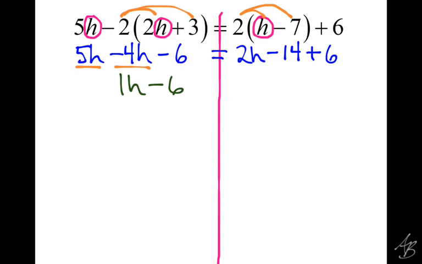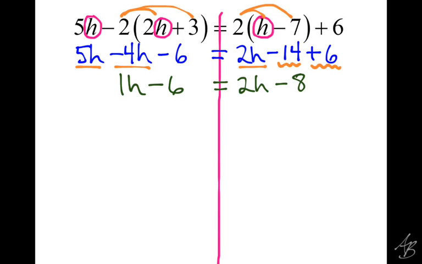And then over on the other side, the 2h doesn't combine with anything, so we'll just bring that down. And then we need to combine the negative 14 and the positive 6. Negative 14 plus 6 is negative 8. And make sure that when we do each step, we get an equal sign on the line, so we have a new equation.